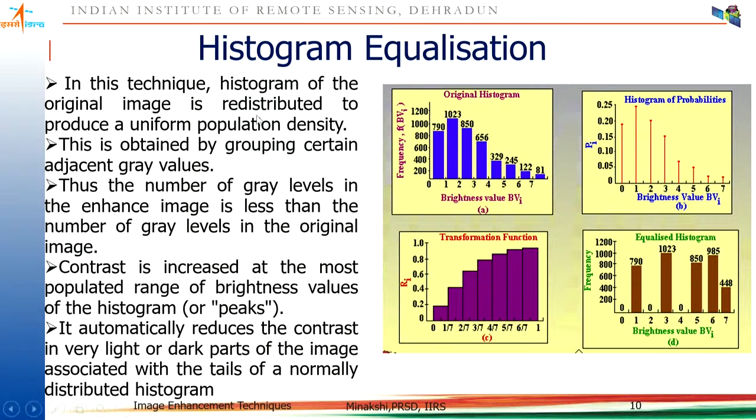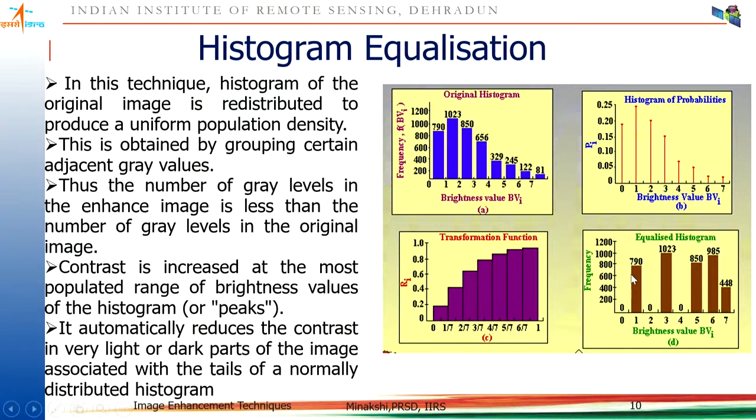Now here you can see that if I show the histogram, this histogram is skewed to one side. There are certain DN values having high frequency, certain DN values having very low frequency. So in this histogram equalization technique, this histogram is redistributed so that there is near equal reflectance. This is done by grouping the DN values which have low frequency, and mostly low frequency occurs in the tails, either in the upper tail or lower tail or both the tails, right? And normally the peaks are highly populated.